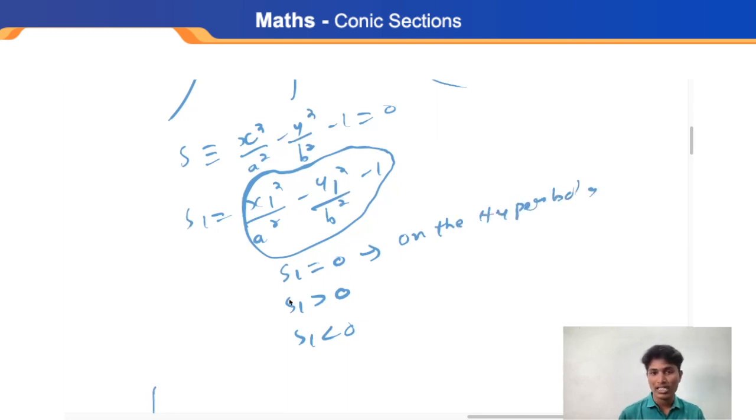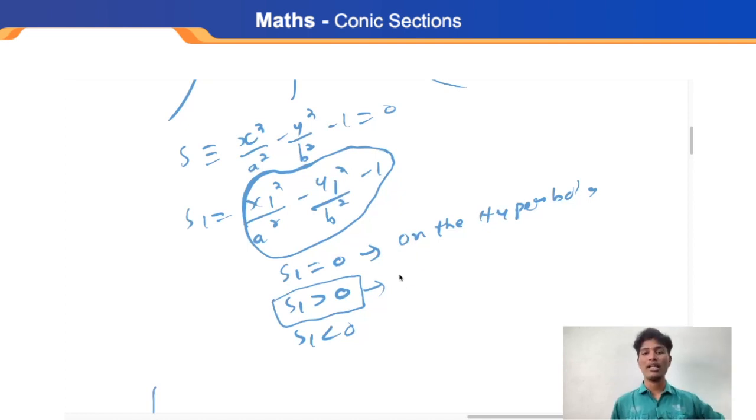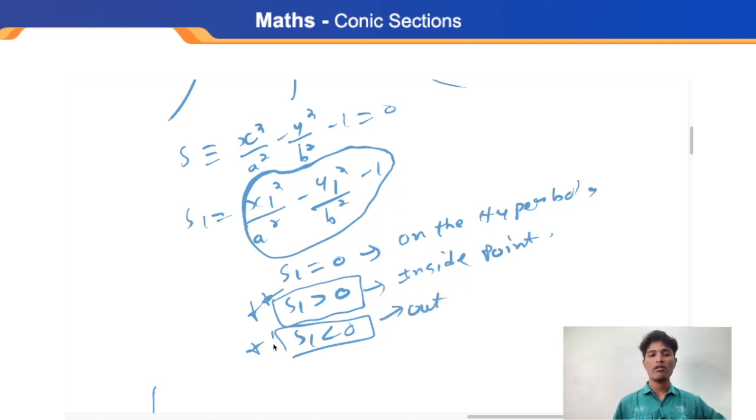But when S1 is greater than 0, in every other case, that is circle, parabola, ellipse, what I said is that it is an outside point, but here it is an inside point. This is the exception in hyperbola. And S1 less than 0 in the circle, parabola and ellipse is an inside point, but here it is an outside point. This you have to remember, it is the exception from the remaining three curves, that is circle, parabola, ellipse. This is the position of a point.